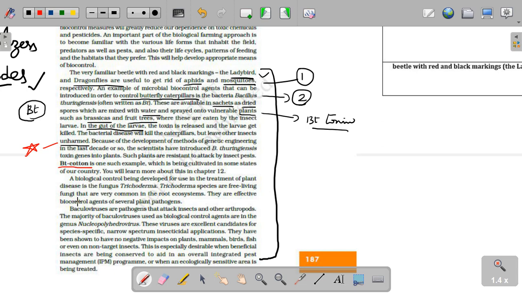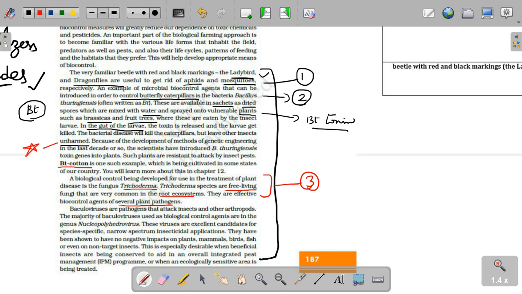Then here comes the third one. A biological control being developed for use in treatment of plant diseases is the fungus called Trichoderma. Trichoderma species are free living and live especially in the root system. They provide effective biological control of several plant pathogens. Some plant pathogens can be got rid of by the use of this Trichoderma fungal species.